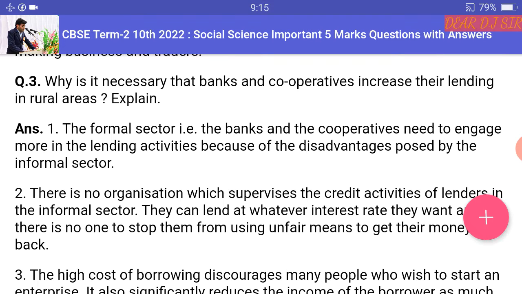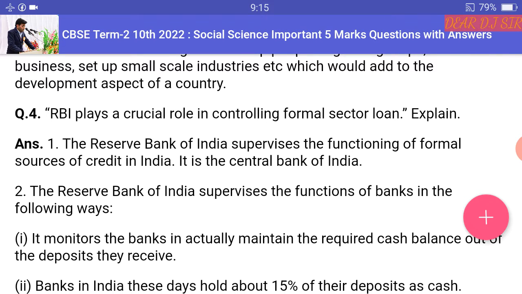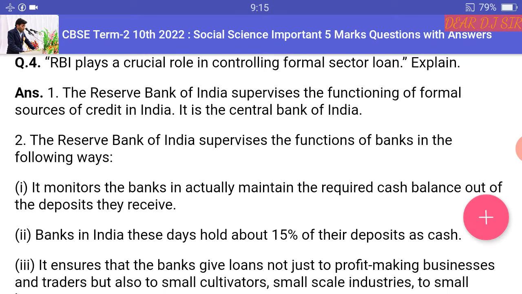Here the question number 3. Why is it necessary that banks and the cooperative increase their lending in the rural areas? Explain. Here the question number 4. RBI plays a crucial role in controlling formal sector loan. Explain.